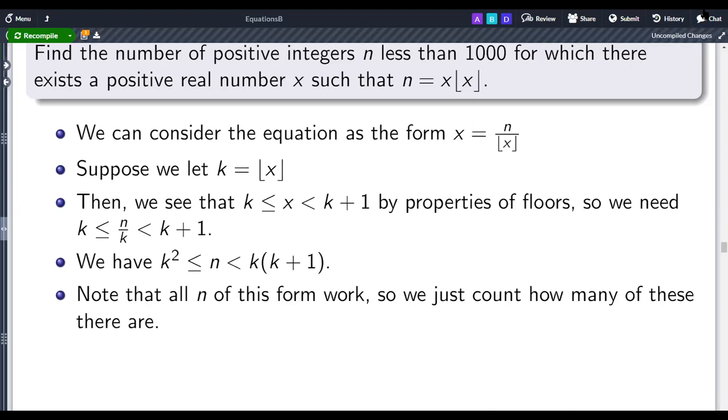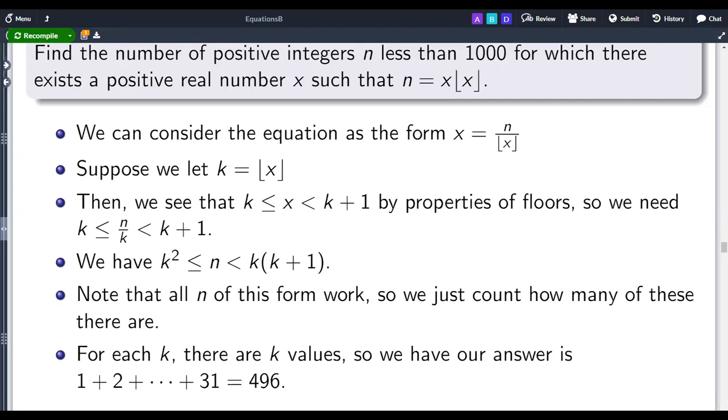That's kind of it for this problem, and the rest is just counting how many of these there are. So the thing is, floor of x can't be 0, because k starts at 1. If floor of x is 0, then n is 0, and that's not positive. So we'll just ignore that case of floor of x equals 0.